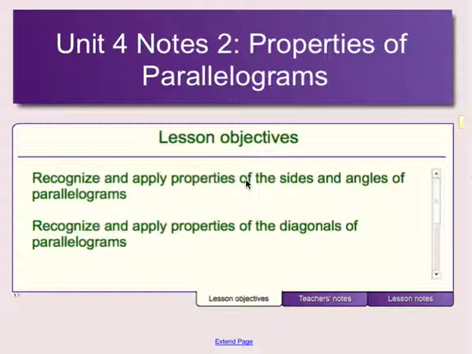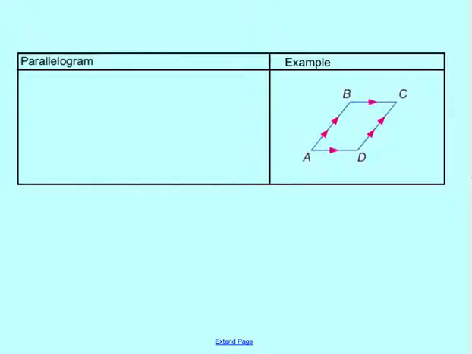So we're going to talk about properties of parallelograms. Again, this is going to have a lot of theorems and so forth that you're going to need to do the homework. So make sure you have everything written down so it's a reference for you while you do the homework. So first and foremost, let's take a look at this.